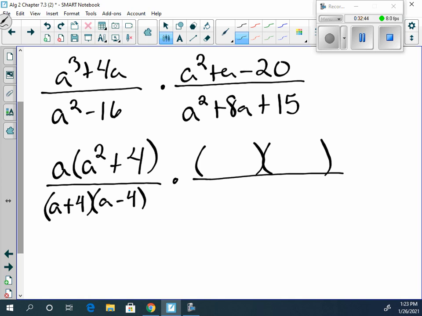A squared plus a minus 20. So since 20 is negative, our signs are going to be opposite. The factors of a squared are going to be a and a. Now we just need to look at the factors of 20. Factors of 20 are 1 and 20, 2 and 10, 4 and 5.